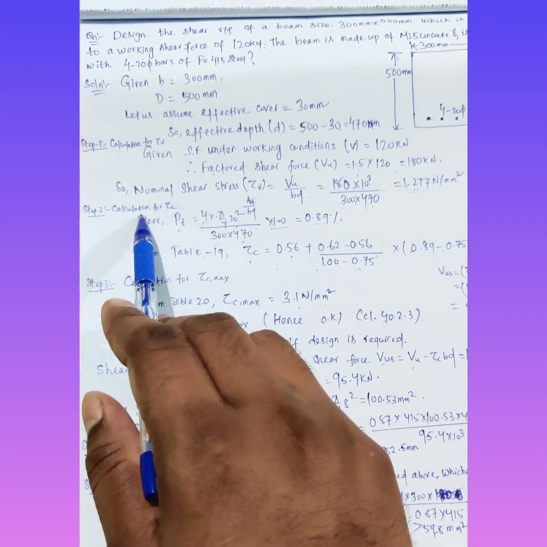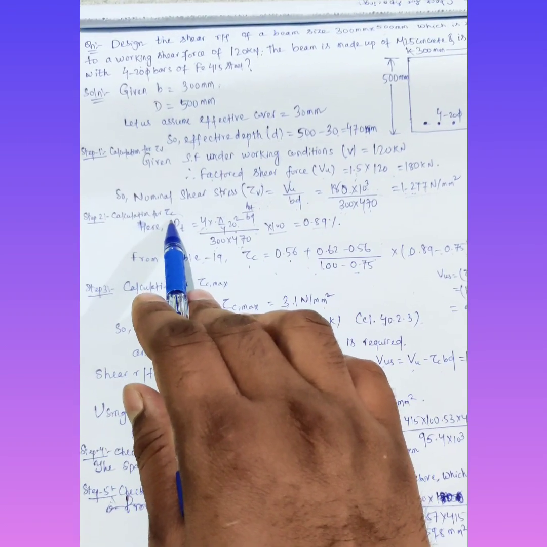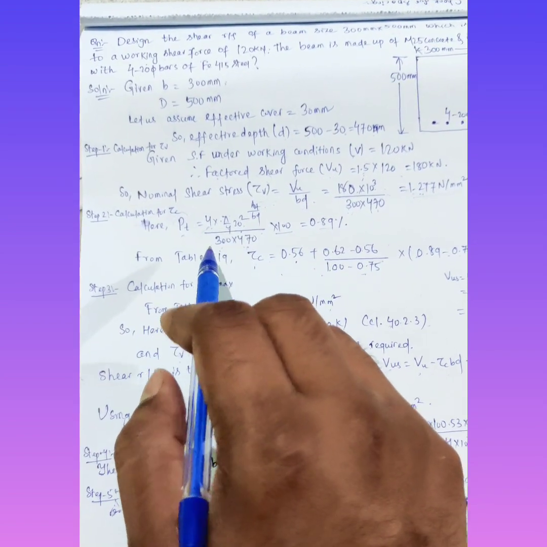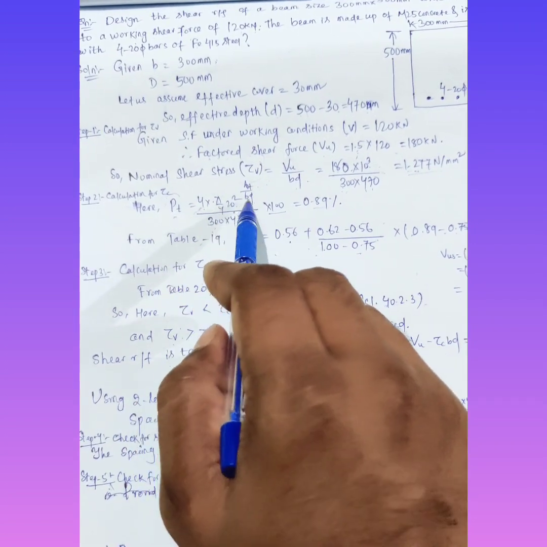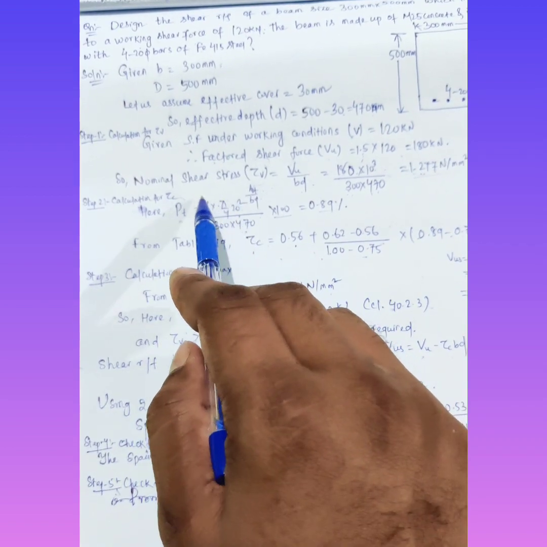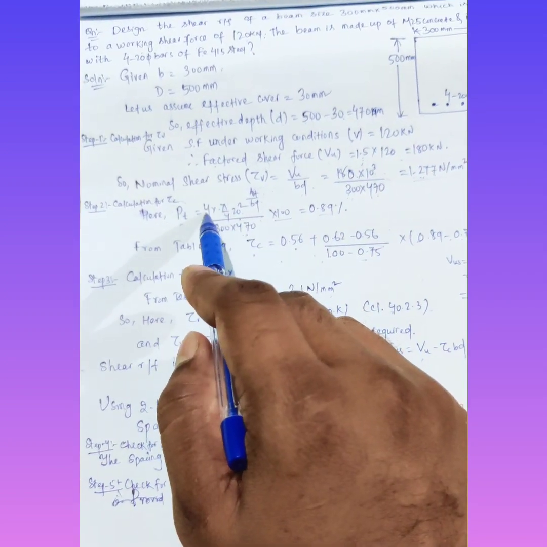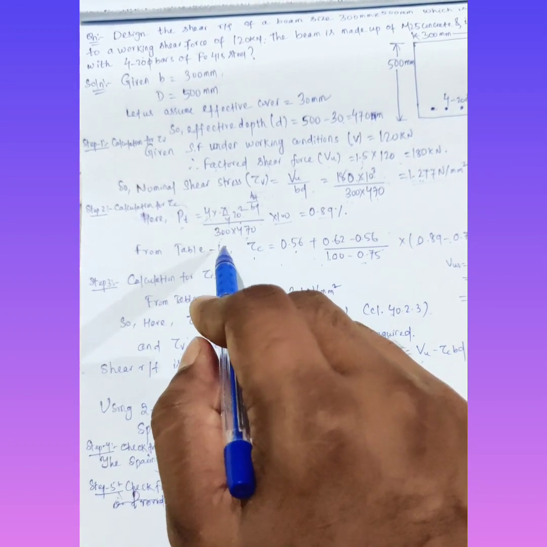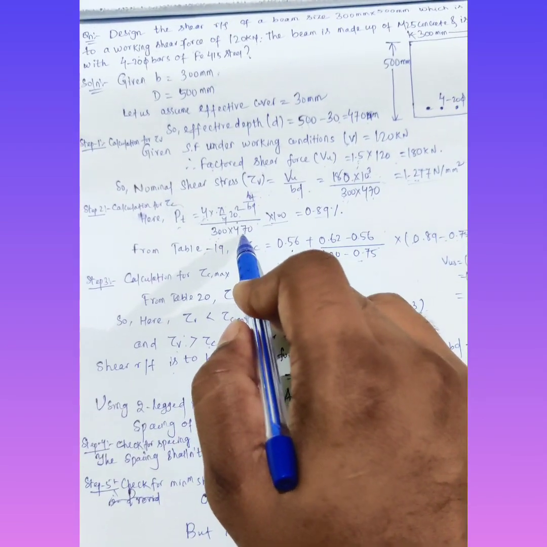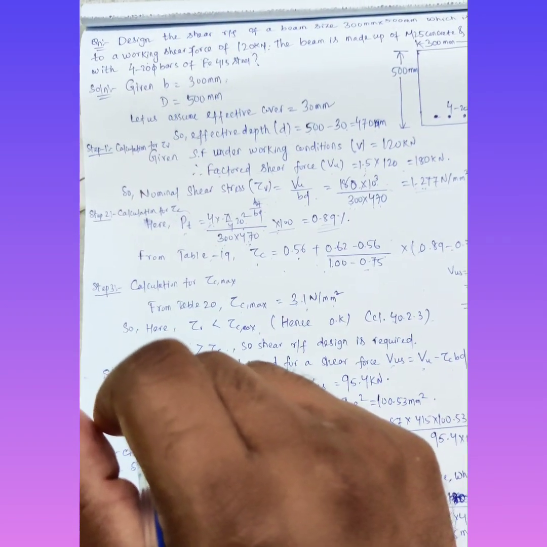So step 2 is to calculate the value of tau c. For calculation of tau c, first of all you have to calculate the percentage of steel. Percentage of steel will be calculated as Ast divided by bd multiplied by 100. Since it is reinforced with 4 numbers of 20 mm diameter bars, Ast value will be 4 multiplied by pi by 4 into 20 square, divided by B equal to 300 and d equal to 470, multiplied by 100. So pt value is coming as 0.89.